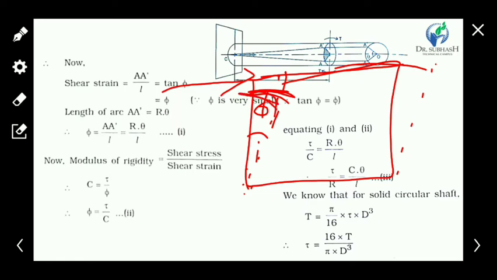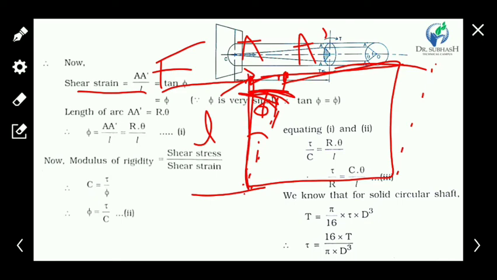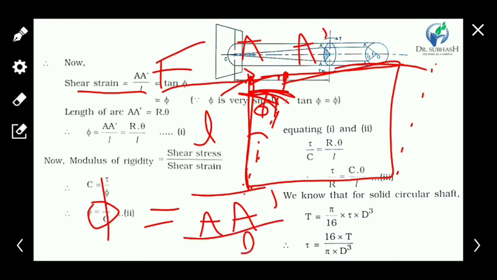So how to get the equation of shear strain? Shear strain is found with the help of the initial point A, which achieves the position A dash after the shear force F is given. So what is the shear strain? Along this length L, the shear strain phi is defined by the deformation AA dash upon the length.